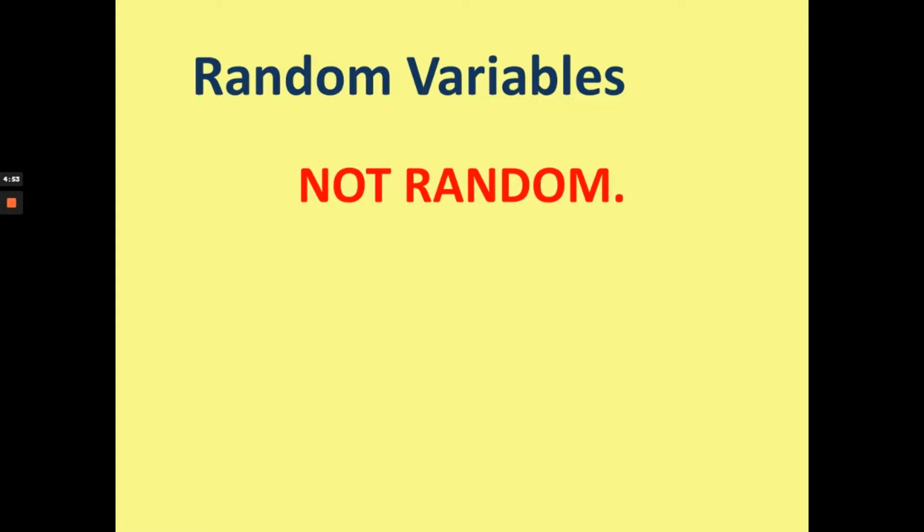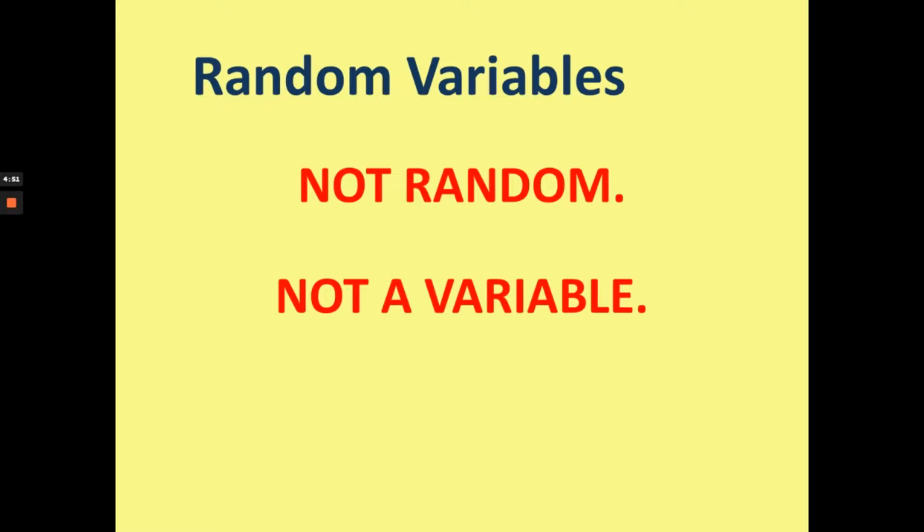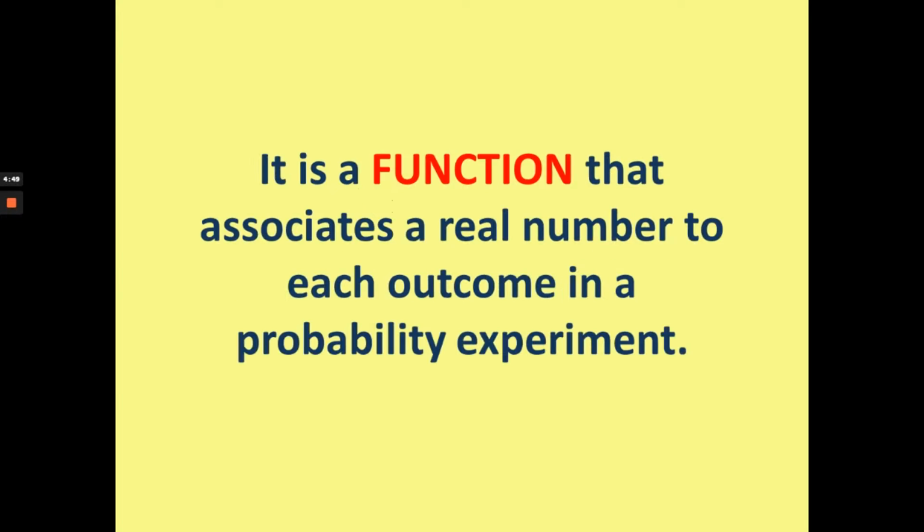Let's look into what a random variable is in statistics. Random variables. It's not random. It's also not a variable. So what is a random variable? It is a function that associates a real number to each outcome in a probability experiment or a chance event.